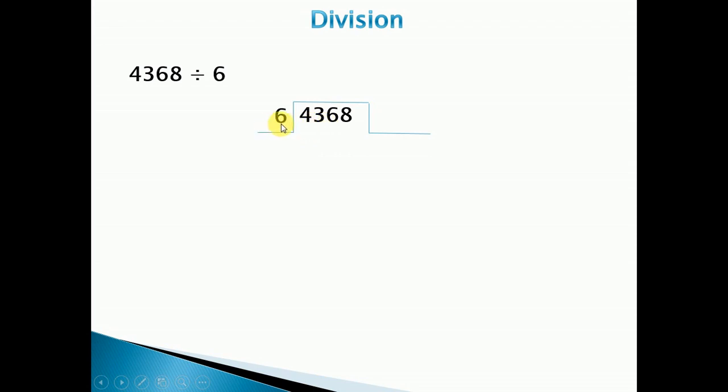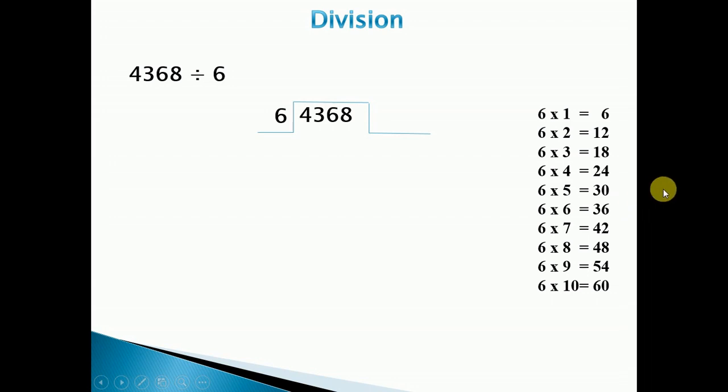So step 2 is to divide. Here as the divisor is 6, we use the table to find the product which is equal to or less than 43. So the nearest product is 42. Hence we write 7 in the quotient.